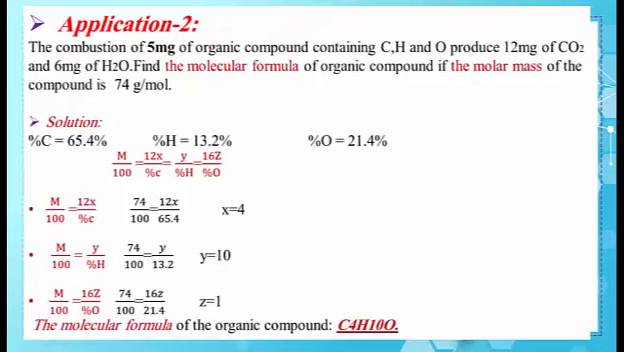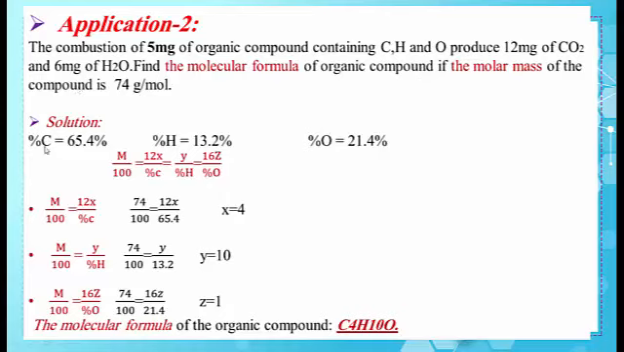Now in this application we will find the molecular formula of the compound directly without finding its empirical formula. The combustion of 5 milligrams of an organic compound containing carbon, hydrogen, and oxygen produces 12 milligrams of CO2 and 6 milligrams of water. Find the molecular formula of this organic compound if the molar mass of the compound is 74 grams per mole.